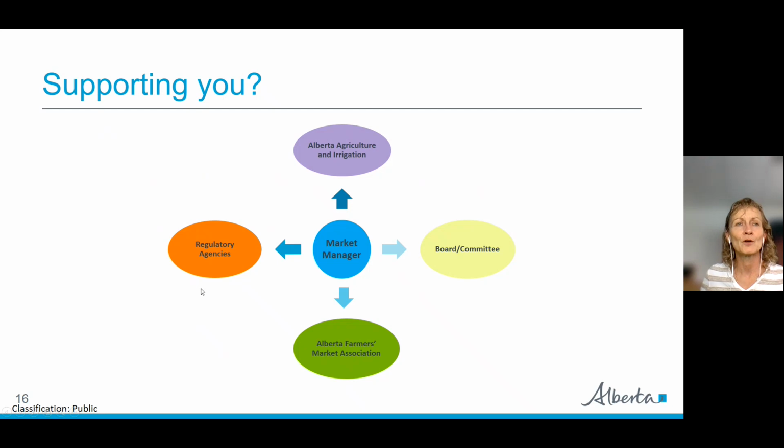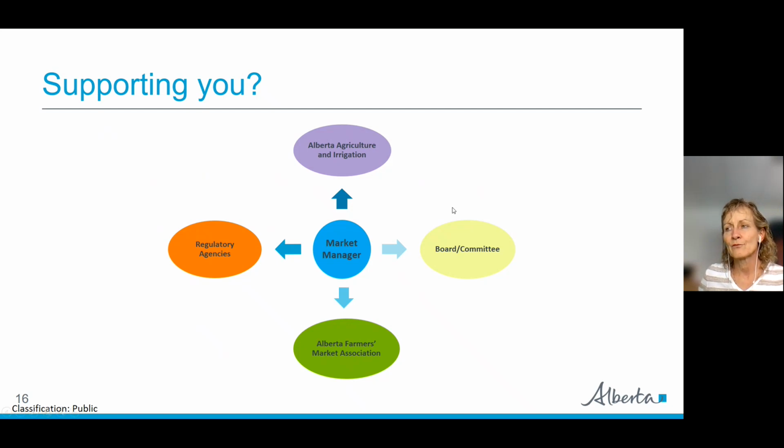The regulatory agencies are also there to support you. One of their primary roles is education, and they would far rather educate you as a market manager so that you can do your job better, as opposed to being punitive in any way. That's the last thing they want. Laying fines and issuing warnings is a last resort for them. They are there to educate you and to help you.